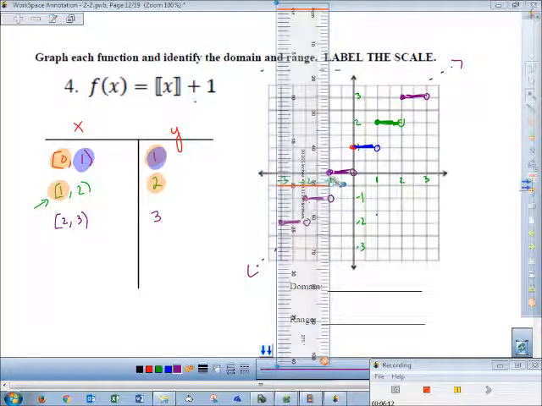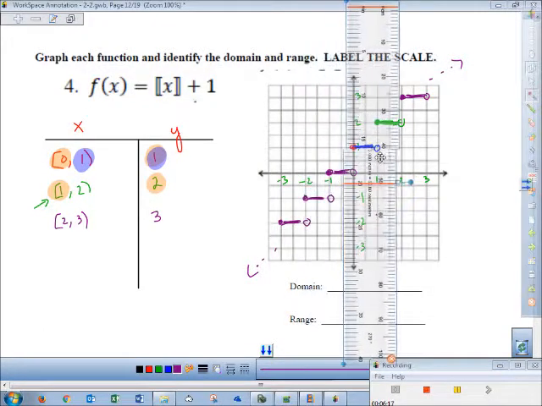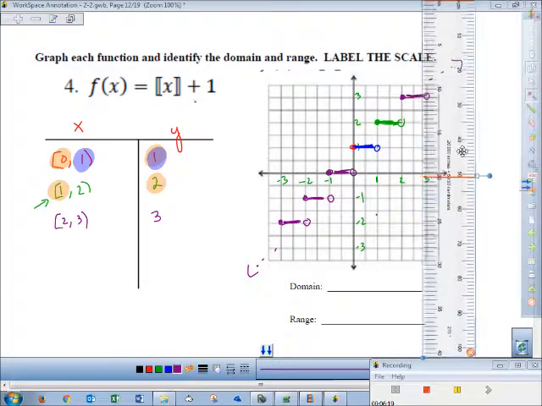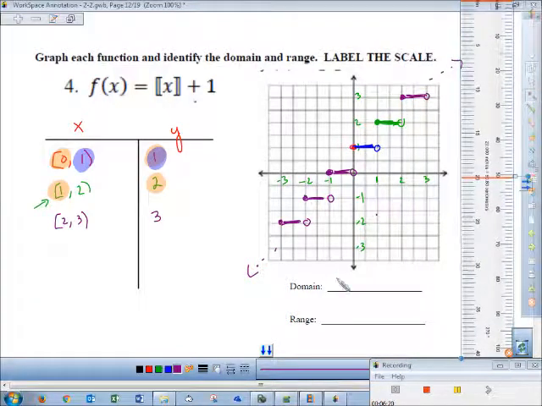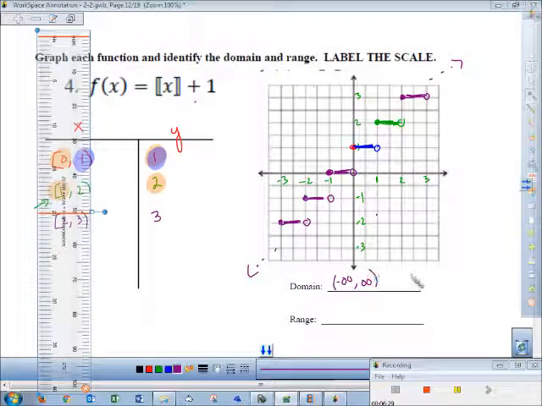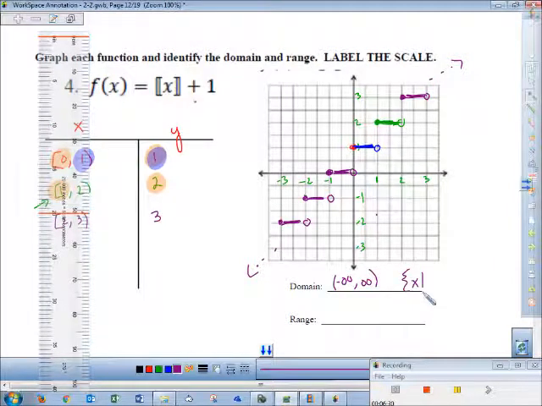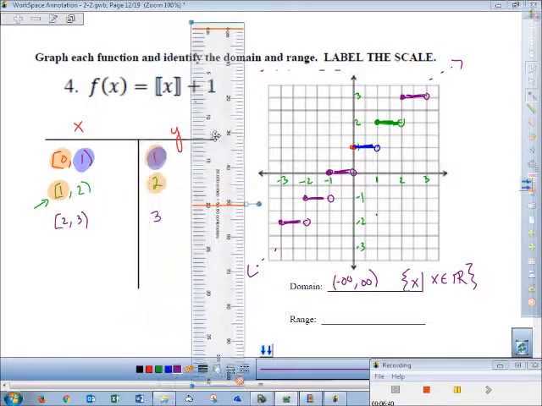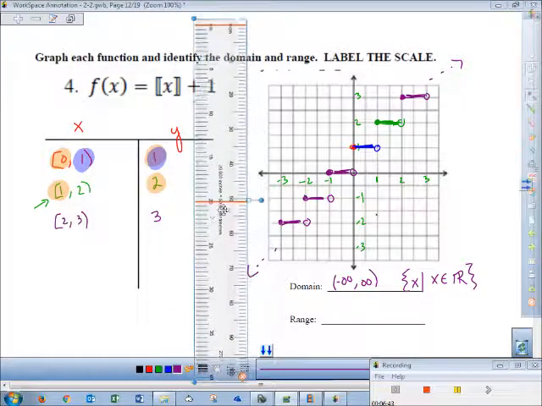Then all of a sudden I just jump steps, all the way from left to right. If I went from negative infinity to positive infinity, that straight edge is totally touching the steps. So from negative infinity to positive infinity is what that domain is. Or if you put it in set notation, it's all x such that x is an element of the real numbers. Like, all real numbers work.